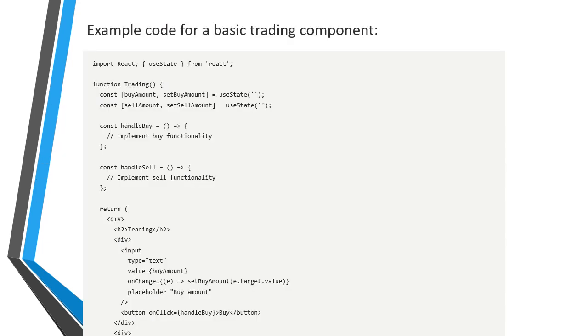So this is the basic code we will be using for the trading component. First of all, we import React, and then we make the trading function in which we define handleBuy and handleSell, and we can implement the functionality in these. After that, we write the HTML part in which we first write the heading, which is Trading, and then input type text. You can easily understand this code. We have done this a lot of times.